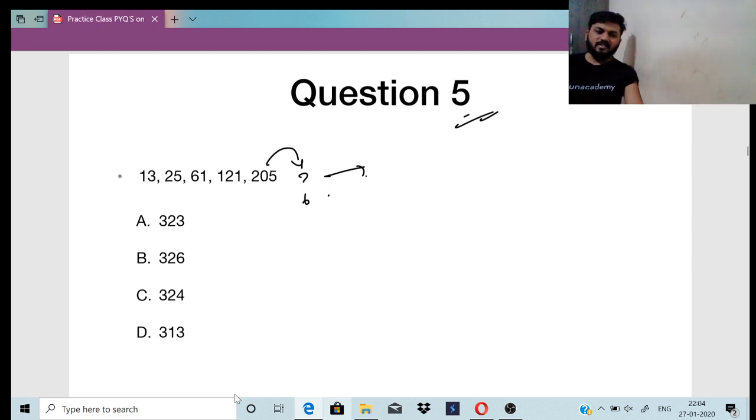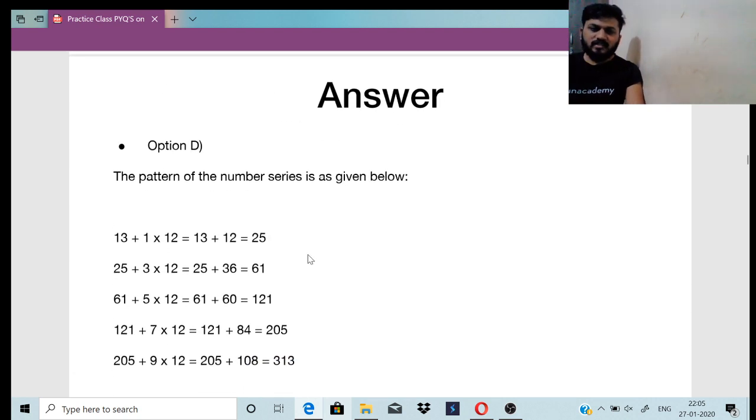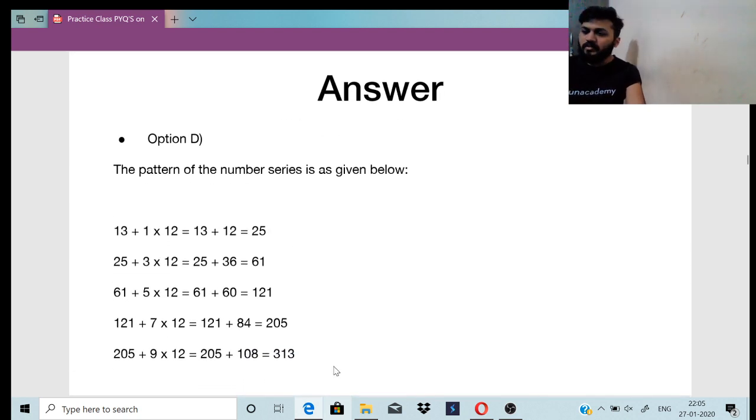Okay, Pranav has given the answer as 313. Is there anyone else who will give the answer? Right. We will move forward with the answer now. It is option D. Yes, Pranav is right. It is 313.